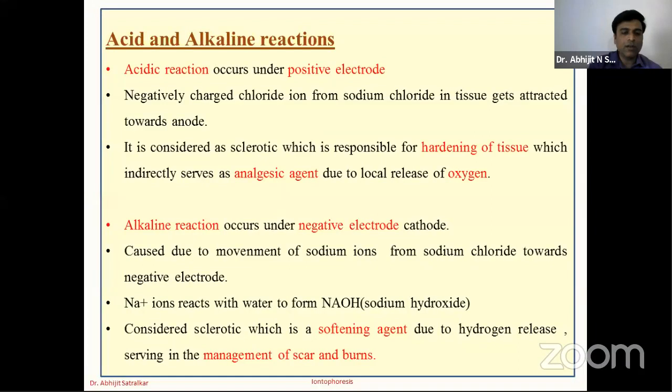Alkaline reaction occurs under the negative electrode, that is the cathode, caused due to movement of sodium ions from the sodium chloride towards the negative electrode. Sodium, which are positive ions, reacts with the water to form sodium hydroxide. This is again considered as a sclerotic, which is a softening agent due to hydrogen release, serving in the management of scar and burns.